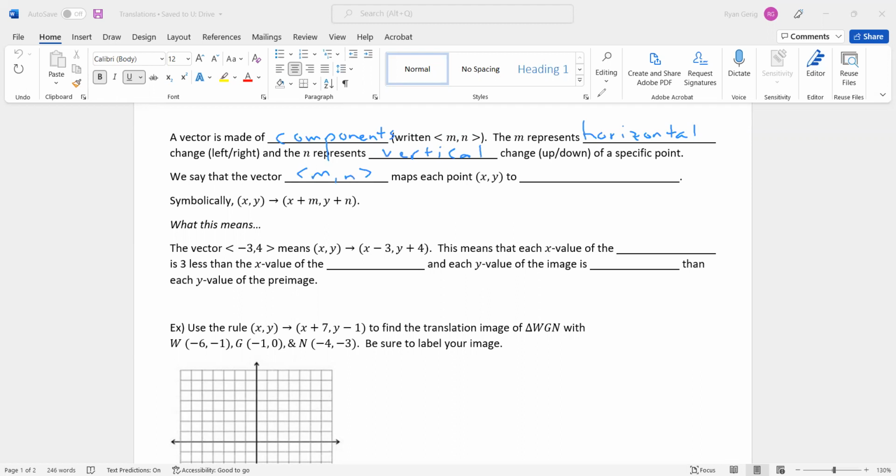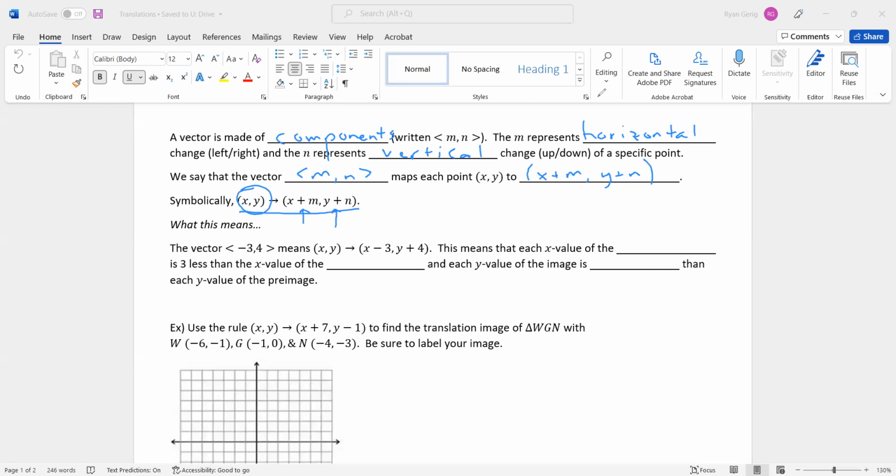We say that the vector <m, n> maps each point, each point has coordinates x, y, to a resulting point. And that resulting point would be x plus m, y plus n. Now that looks really confusing, and I'm not going to make it any better here in a second. Right here. So what you're going to see is each point maps to a new point. And the new point has increased by m and increased by n, is what that means. So the vector <-3, 4> means each point x, y maps to x minus 3, y plus 4.